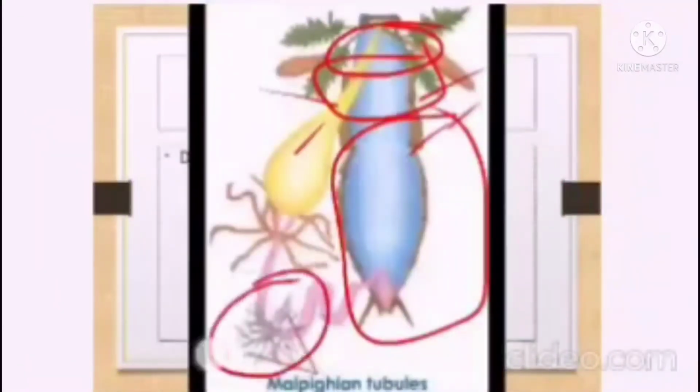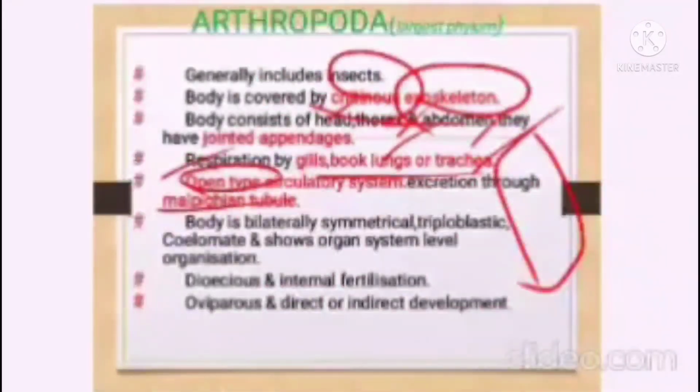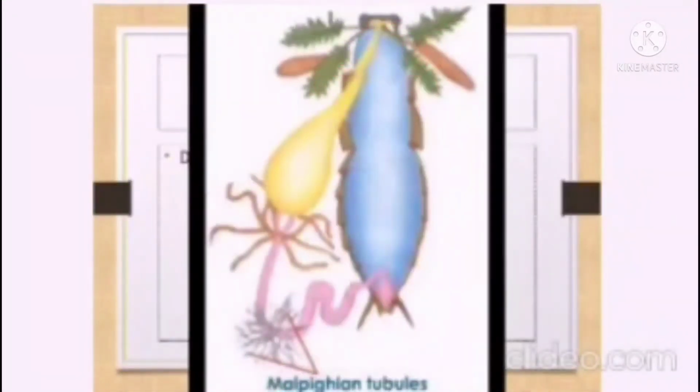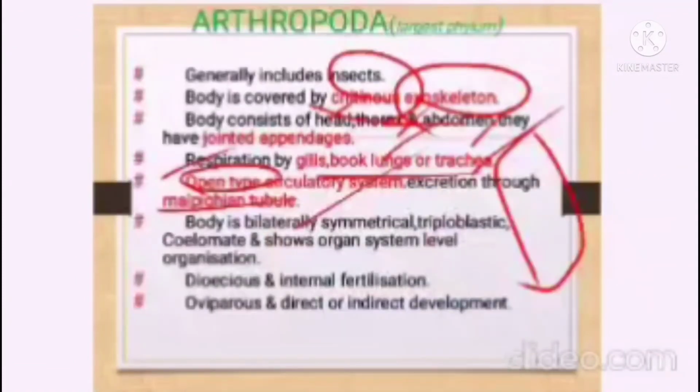You can find these thread-like structures, and they help in excretion, giving out the nitrogenous waste. Urea is given out with the help of these Malpighian tubules. The body is bilaterally symmetrical. I can cut this cockroach into two equal halves only in one plane, isn't it? Like this if I cut, I will not get two equal halves, right? When two equal halves can be made with only one plane, we call it what? Bilateral symmetry. Okay, bilateral symmetry, triploblastic, containing ectoderm, endoderm, mesoderm, coelom is present.